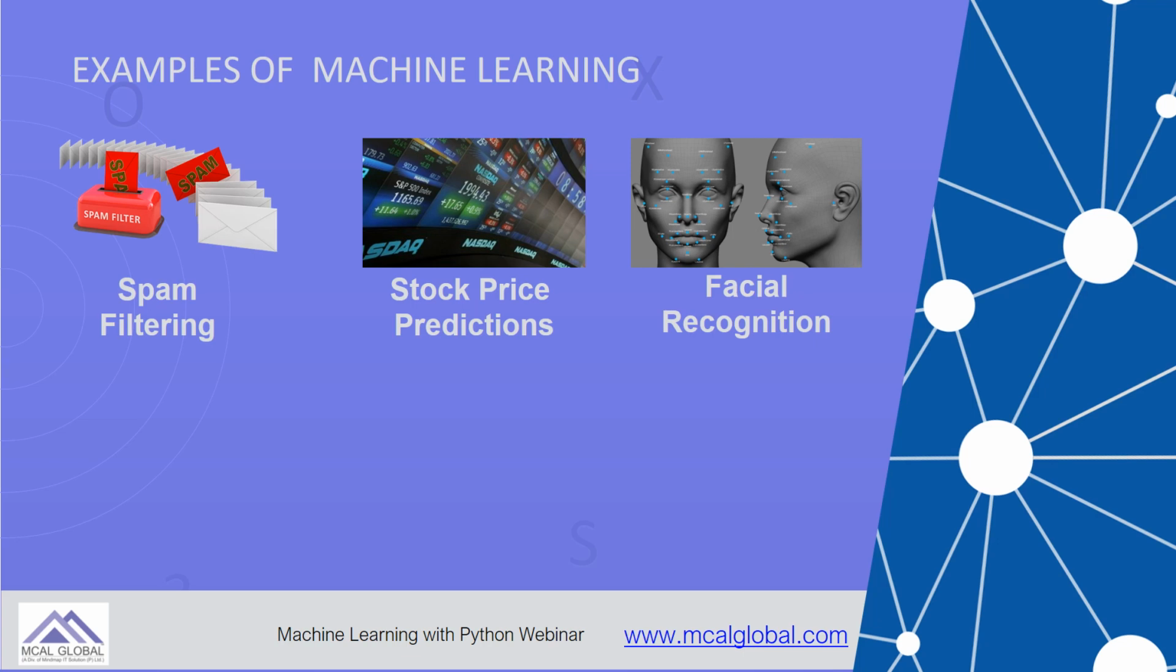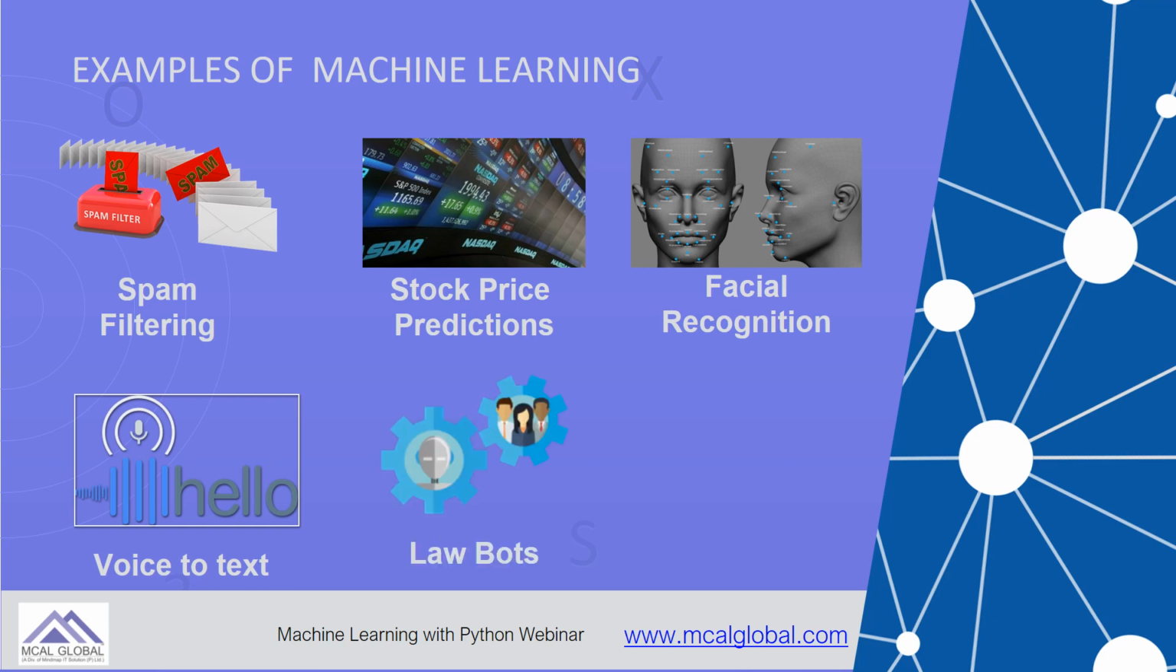Facebook uses machine learning for facial recognition, and it tags your photo with your name and your friend's name. Now, all the Android phones or iOS phones these days have a voice-to-text feature. Well, it's powered by machine learning.